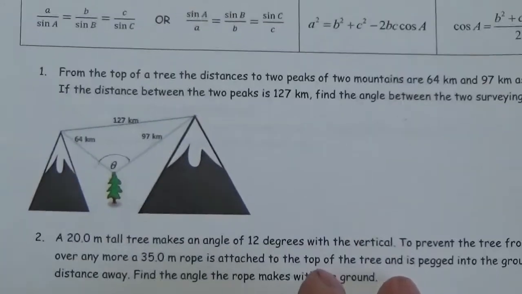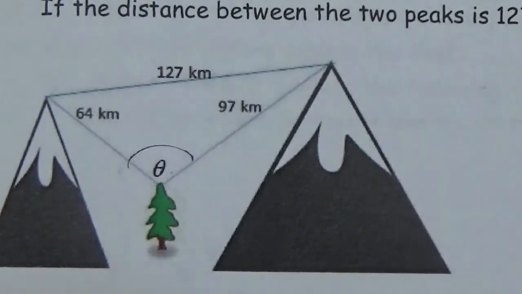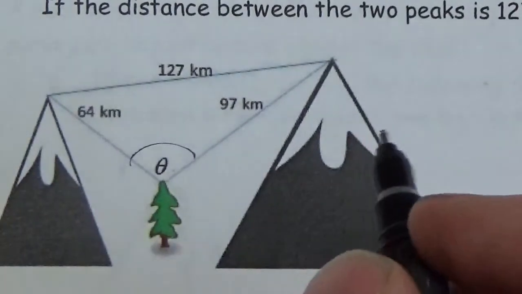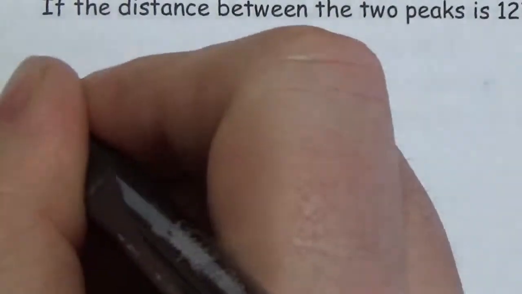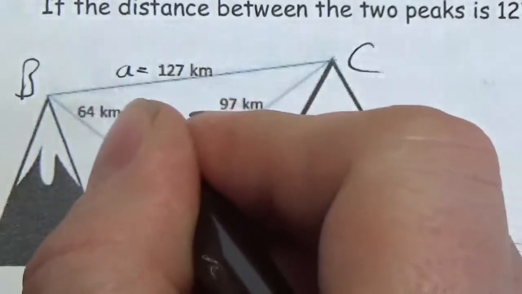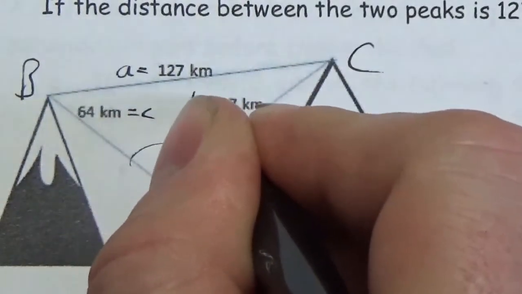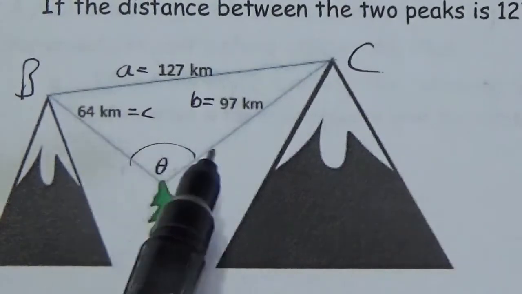Actually, let me zoom in a little bit. So here's the scenario that we're looking at. Here's our triangle. Now I'm going to label this just to make life a little bit easier. So this is going to be A, B, C, which means this is little a, this is going to be little c, and this will be little b. Okay, now I need this angle.